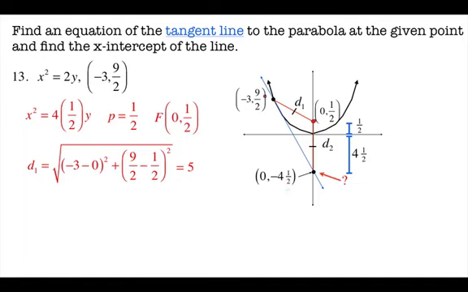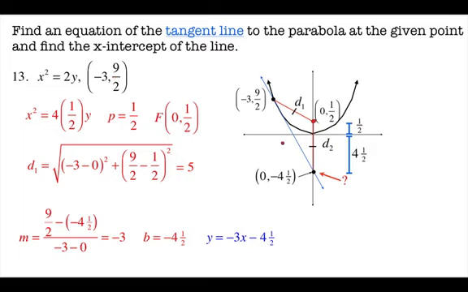At this point, I have 2 points. I should be able to find the equation of the tangent line, the blue line. First I find the slope. It gives me -3. At this point, I know that the y-intercept is right here, -4 and 1/2. So I put this in slope-intercept form. This is what I get for the equation of the tangent line. Then I need to find the x-intercept. Basically, I'm looking for this point. Once I do that, I get (-3/2, 0). And how do I find the x-intercept? I set y equal to 0 and solve for x.